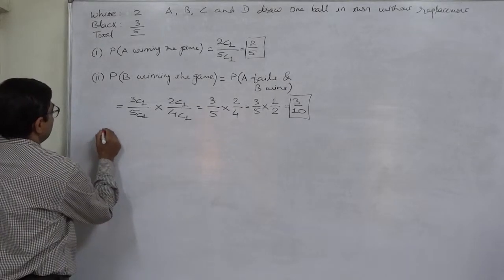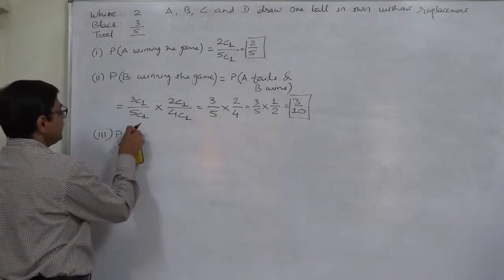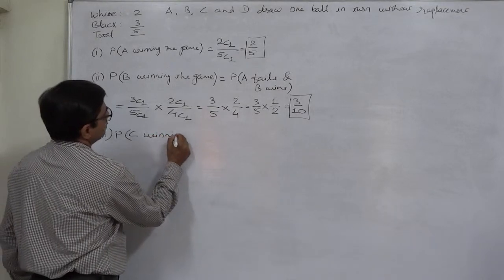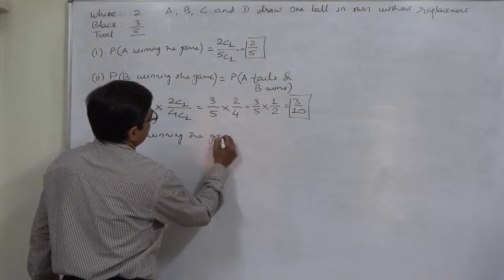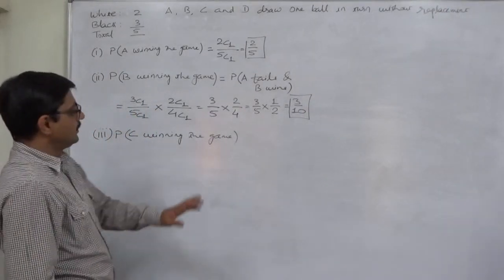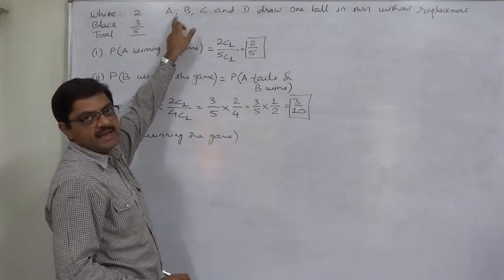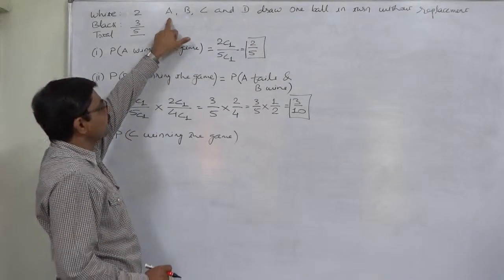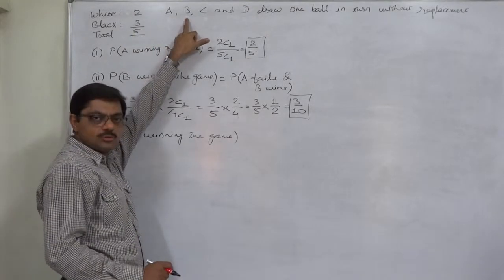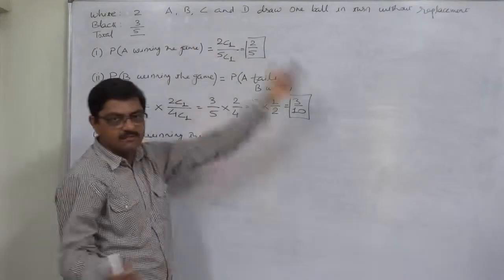Number 3. Probability of C winning the game. Now this is nothing but the logical extension of the case of B. C's turn is dependent on the results of A and B. A draws a ball. If it is black, that means A fails. Now B draws a ball. If it is black, that means B fails. Then only there can be C's turn.